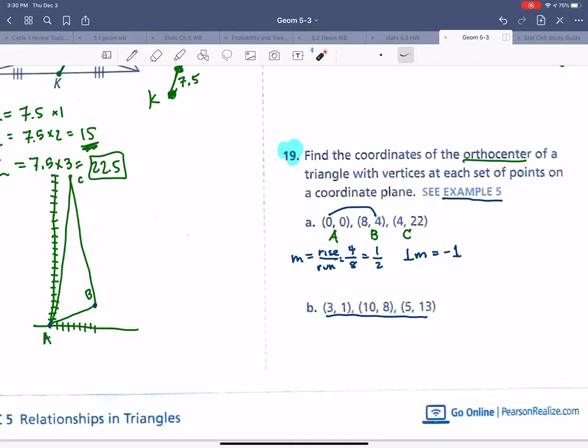Slope is the change in y over the change in x, right? So 22 minus 4 and 4 minus 8. So I get 18 over a -4, so not quite. So that is not, and so maybe my drawing is pretty accurate.